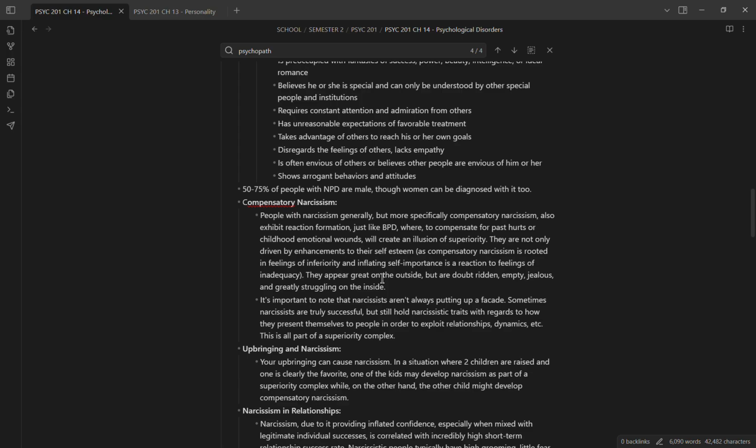Narcissists aren't always putting up a facade. That's an important thing to note. Sometimes they are truly successful, just like Trump, but they still hold narcissistic traits with regards to how they present themselves to people in order to exploit relationships, dynamics, whatever it may be. Right? In that case, it's all part of a superiority complex.